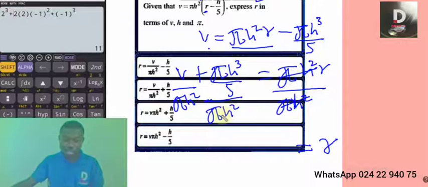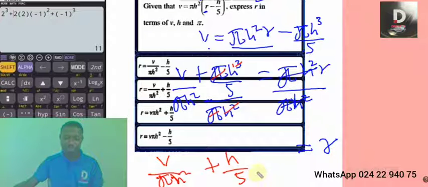Alright, so let's do cancellation here too. Pi cancels pi. H squared cancels the squared, remaining 1. There are 2 powers of h here, 3 powers of h there, so 2 will cancel, remaining only 1 h. That's why they didn't cancel. I cancel the number, remaining power 1. You get it? Good. Let's come here. There cannot be any cancellation. Now the final answer is V over pi h squared plus h over 5 equal to r.